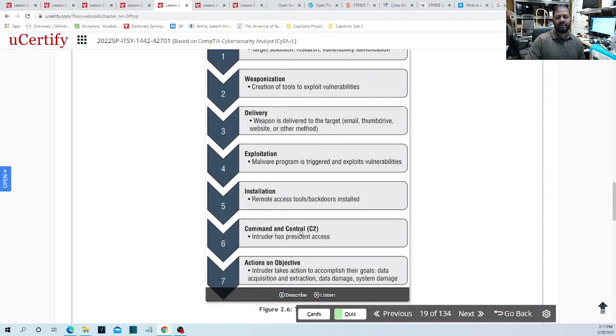Number five, installation. Once the malware has been executed, it gives the hackers a chance to create an account, and from that point on, they will be able to log into your machine. That is the installation of remote access tools or backdoors. Without authentication via your real authentication server, through a backdoor, they have created a sneaky account through which they can log into your machine. That is what they install.